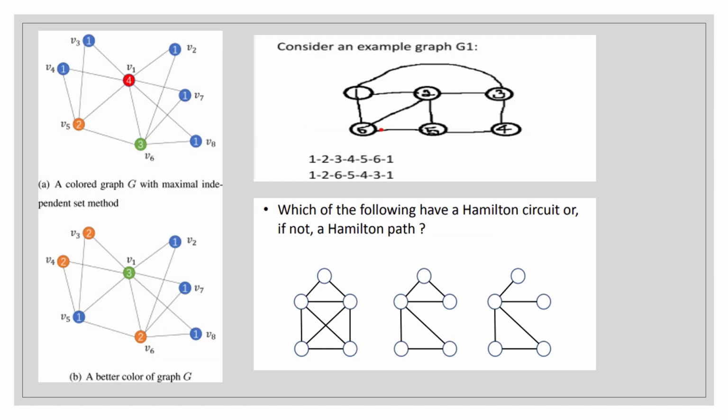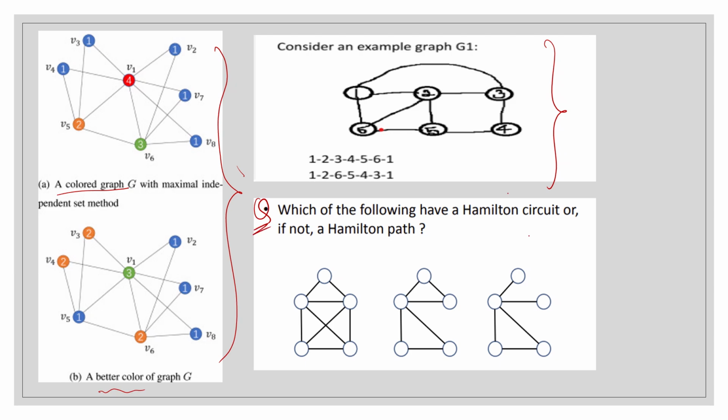Next, this is for your reference, how a colored graph can be made with a better color also. So do check it out. This is of your Hamilton cycle that we had studied. Now, let's solve this question.